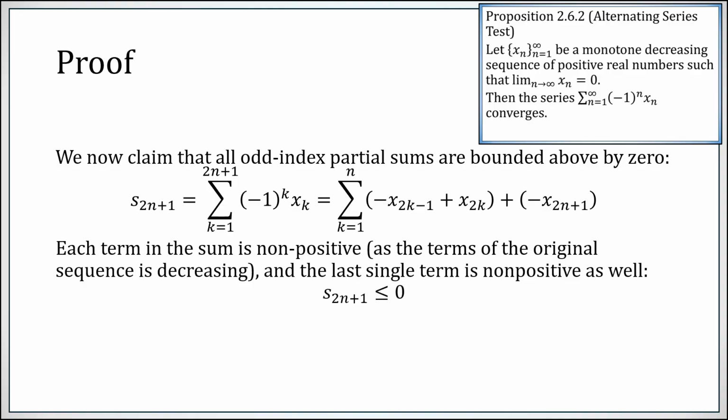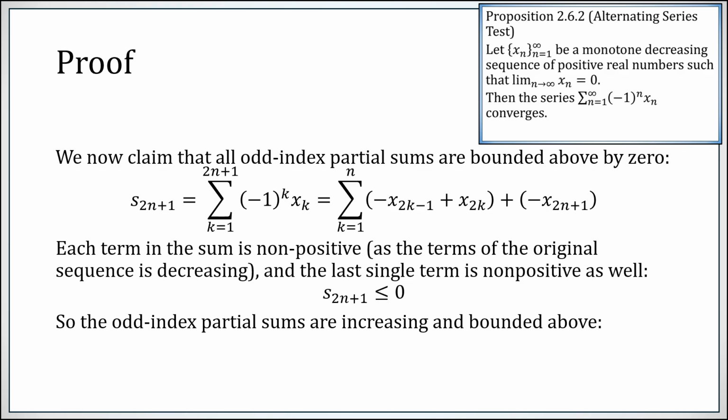So every odd index partial sum is less than or equal to 0, but they were monotone increasing. So since the odd index partial sums are monotone increasing and bounded above, the odd index partial sums on their own have a limit.